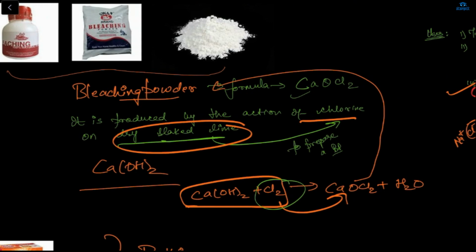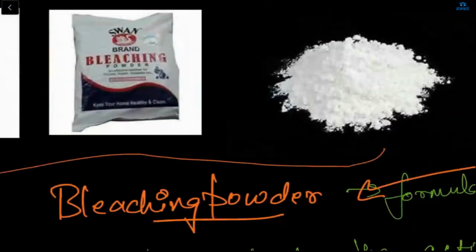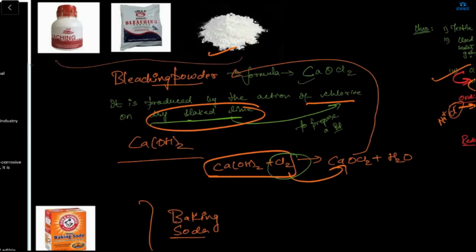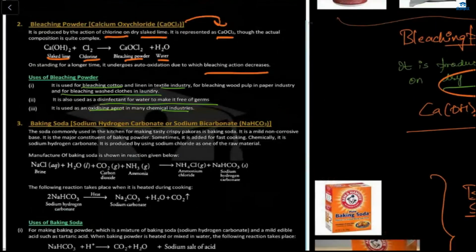Okay, what is the next one? These are the types of bleaching powder, the thick type of powder. So this part is done. Bleaching powder is done. Next we will learn about baking soda.